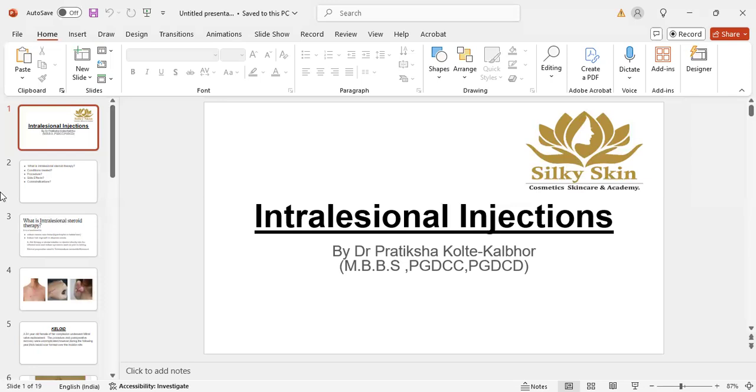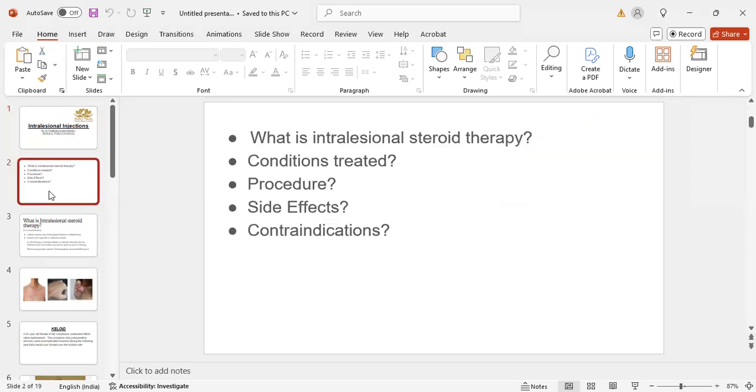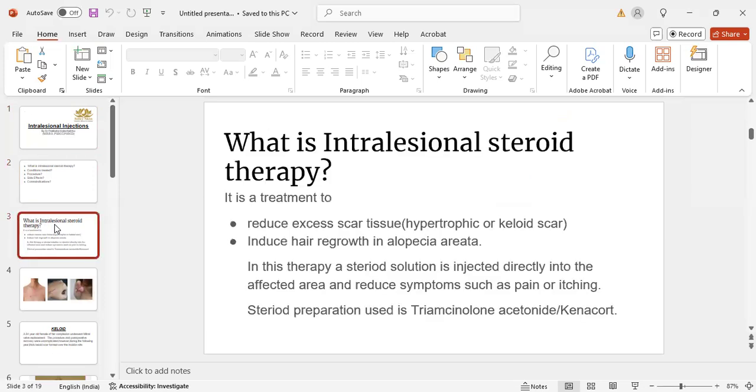Okay. So today what we are going to see is what is intralesional steroid therapy, what are the conditions we are going to treat with that injection, how is the procedure, what are the side effects, and what are the contraindications. Intralesional steroid is used in the treatment to reduce excess scar tissue, that is a keloid or a hypertrophic scar, and to induce hair growth in alopecia areata.